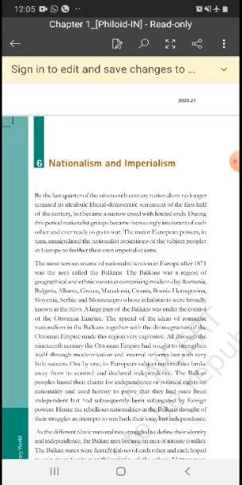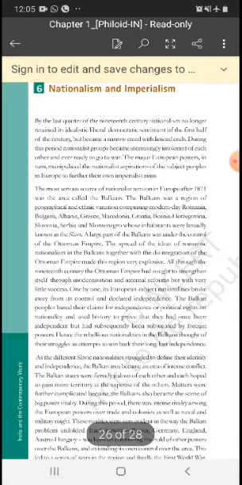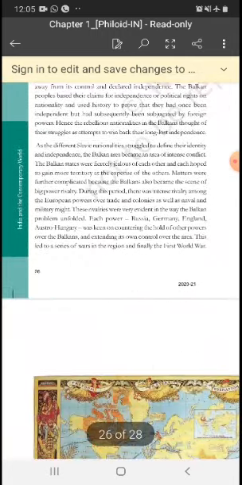Aligned with imperialism, anti-imperial movements developed, but they all struggled to form independent nation states. But the idea of the nation state was accepted as natural and universal. Here your chapter is over, students.